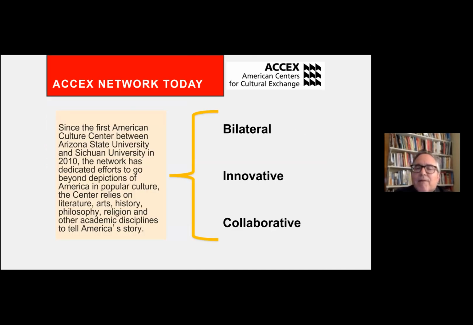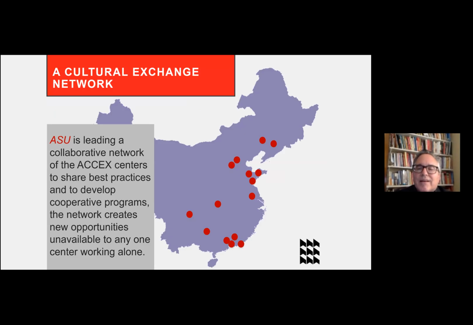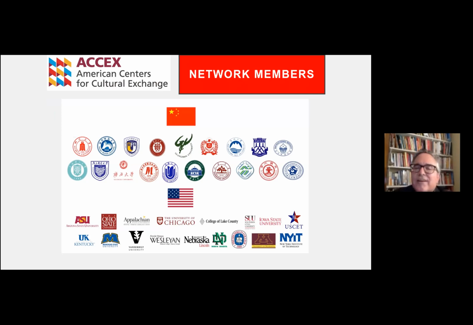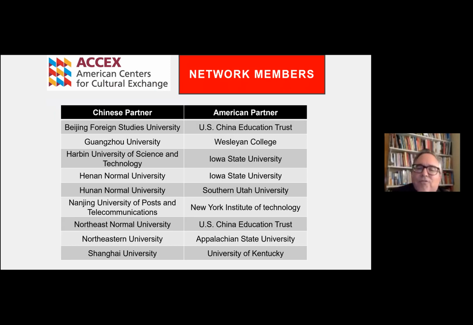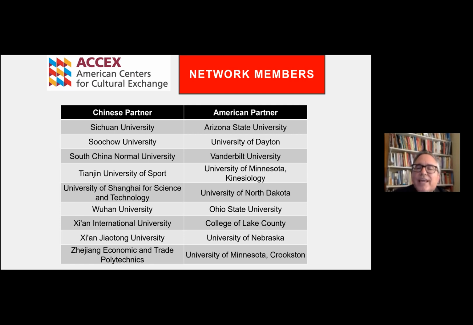So we had all these centers you'll see. These are the universities. You will see each American university was partnered with a Chinese university. And we had about 20 partners at the height of success of this network. So you'll see each university is independent in its management.